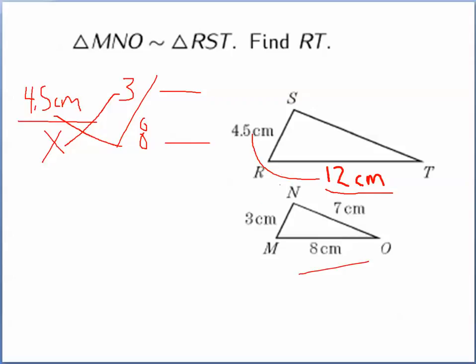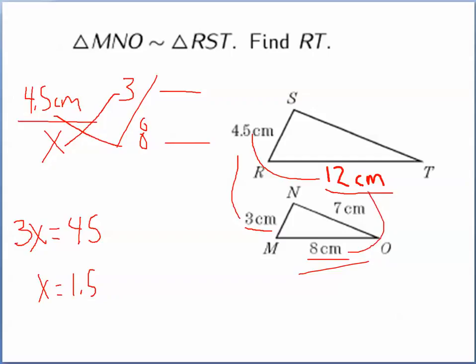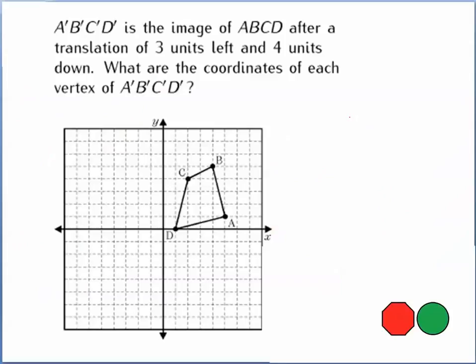So I also could have said, is there some number that multiplied times 3 will give me 4.5? And if you do that, you find out that x is equal to 1.5. And then if I multiply 3 times 1.5 to get me 4.5, then I multiply 8 times 1.5 to get 12. And everything's in centimeters, so that's the way that works. And by the way, 7 times 1.5 is the length of ST. All right, click on the stop sign, see how you do.